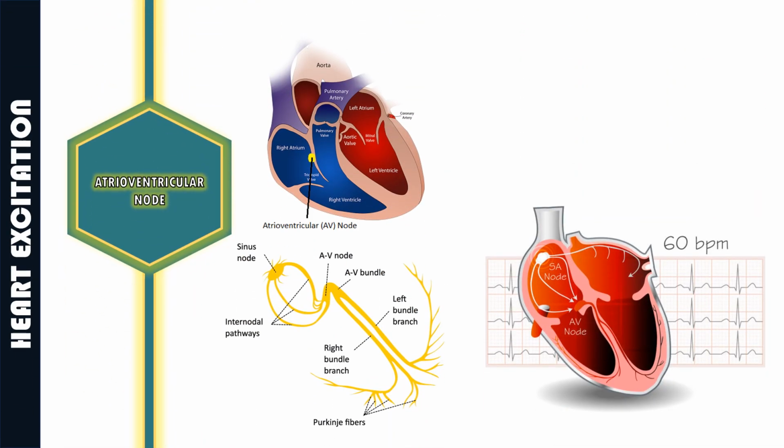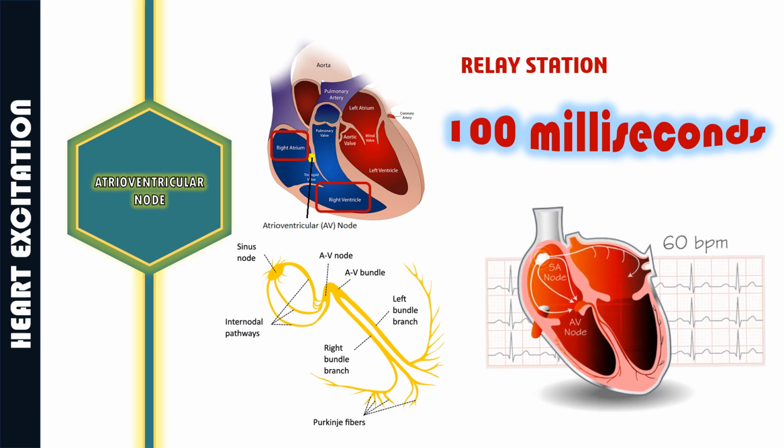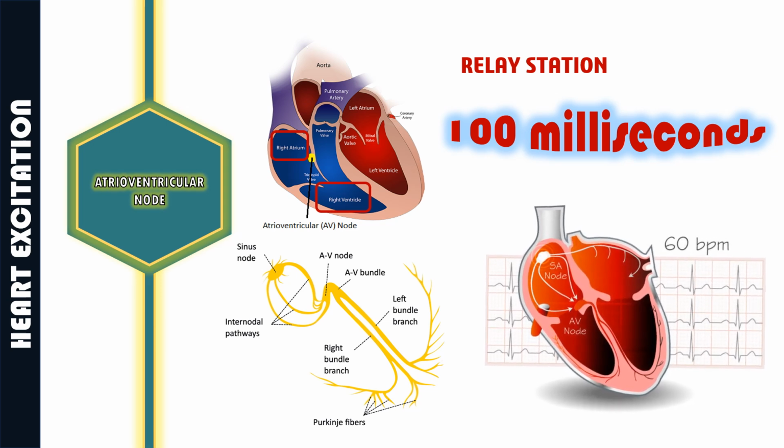AV node. The atrioventricular node is a small specialized group of cells located between the atria and ventricles in the heart. It plays a crucial role in regulating the heartbeat by coordinating the electrical signals between the atria and ventricles. The AV node is often referred to as the relay station or gatekeeper of the heart, ensuring that the electrical signals are properly transmitted and coordinated to maintain a consistent and efficient heartbeat. The impulse travels to the atrioventricular node, which delays the signal for about 100 milliseconds. It relays the impulses to the ventricles and triggers their contraction.